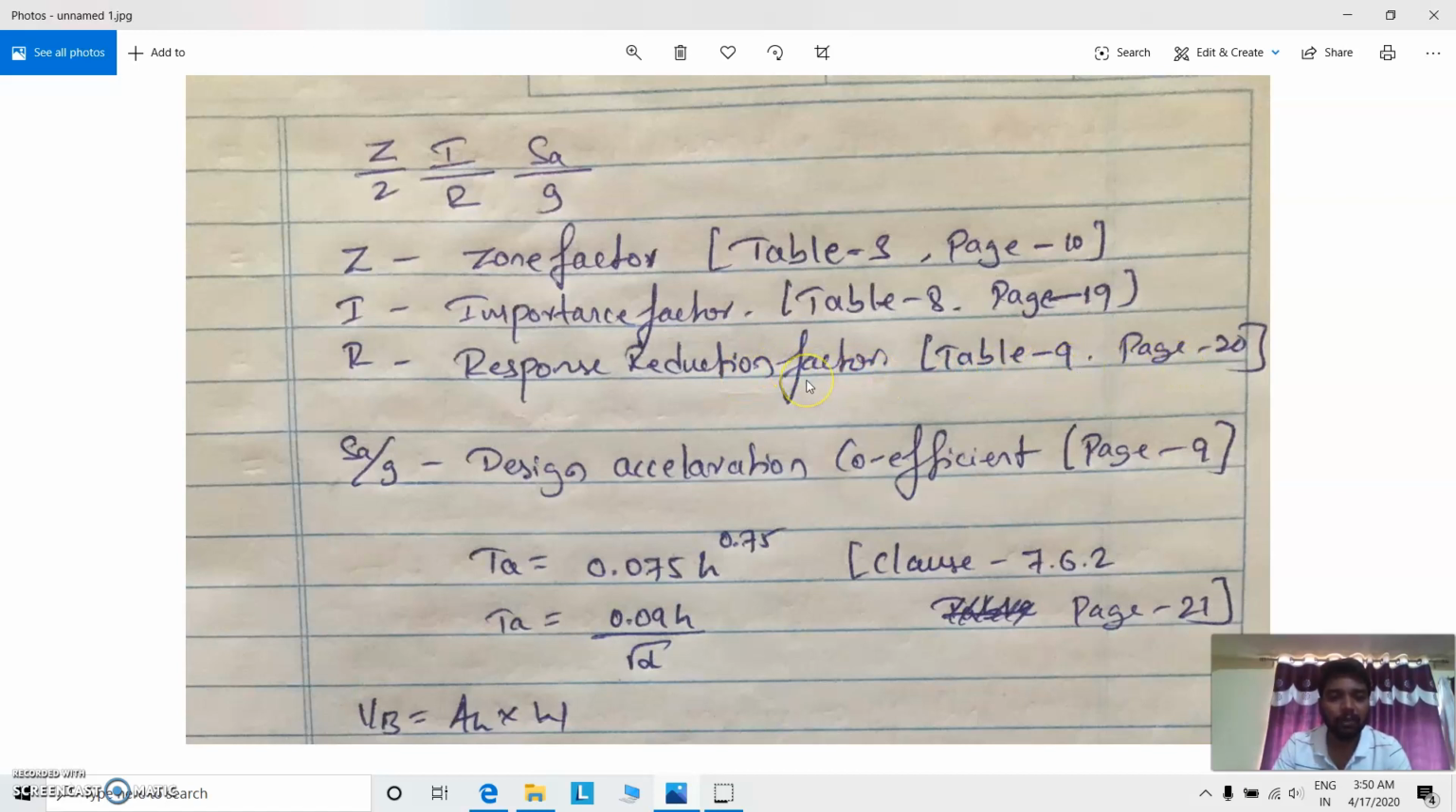The response reduction factor is considered for the frame structure, whether the structure is provided with an ordinary moment resisting frame or a special moment resisting frame. Ordinary moment resisting frame is given the value of 3, and special moment resisting system is given the value 5. Based on this condition, you have to consider the R value, whether it is 3 or 5. And next, SA by G.